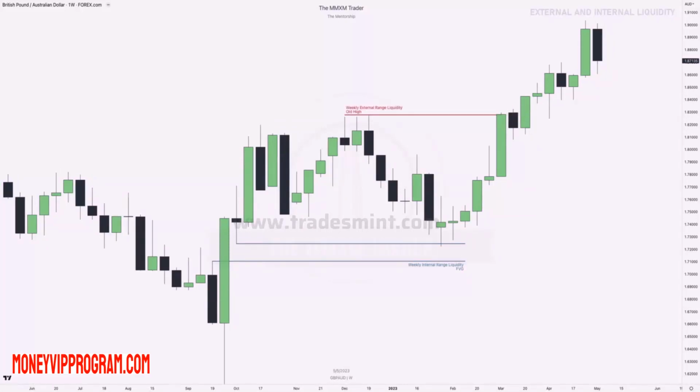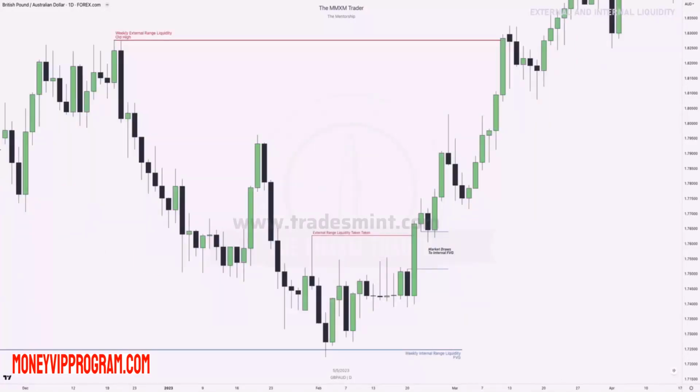So that weekly external range liquidity, that old high, has been liquidated after going into internal. And looking at the daily chart, now we can see how we can frame our bias on the daily, right? So this was the draw on liquidity. We're drawing lower, lower, lower, right? And then hitting that weekly internal range liquidity. So we went from external, remember, back to internal. Now we've hit that internal range liquidity going into a market maker buy model, right?